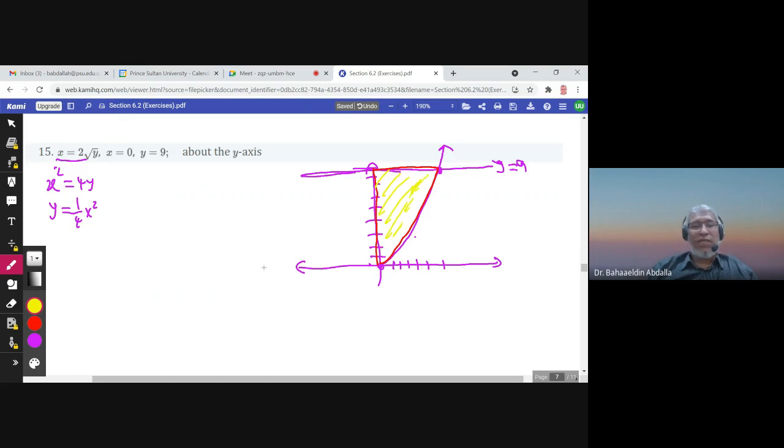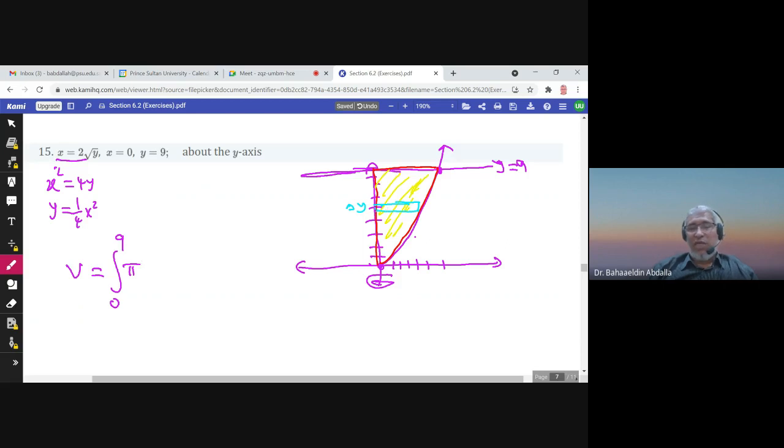We will rotate this region about what? About the y-axis. So we will take a horizontal rectangle, and the width is delta y, and it's a solid. So the volume would be equal to the integral, y from where to where? From 0 to 9, pi.